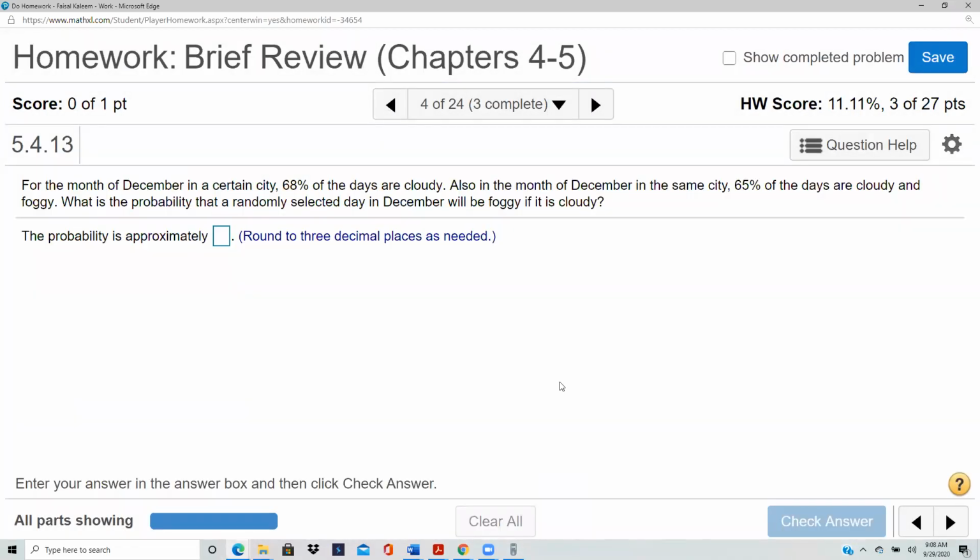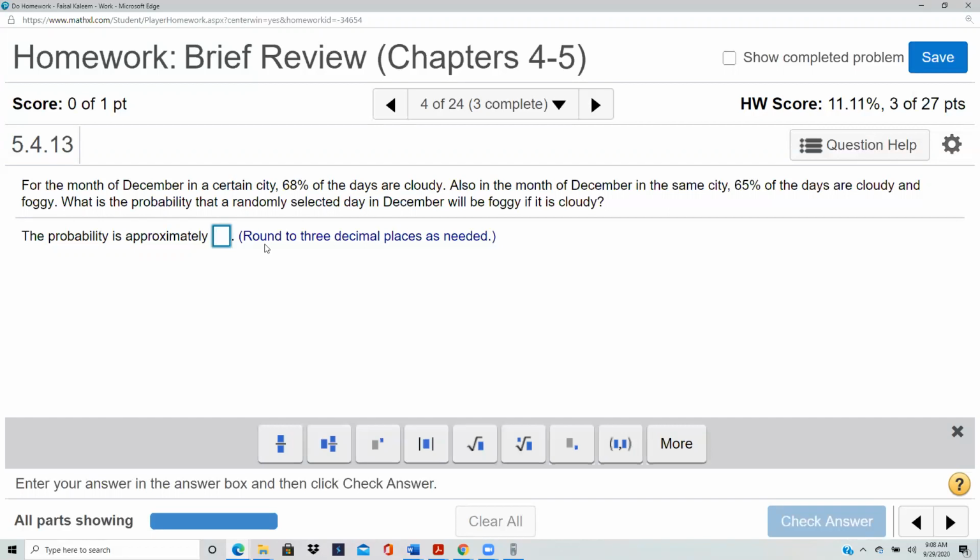For the month of December, 68% of days are cloudy, 65% of days are cloudy and foggy. What's the probability that a randomly selected day will be foggy if it is cloudy? You know, you have that formula of A given B, right? So you have this formula, probability A given B.